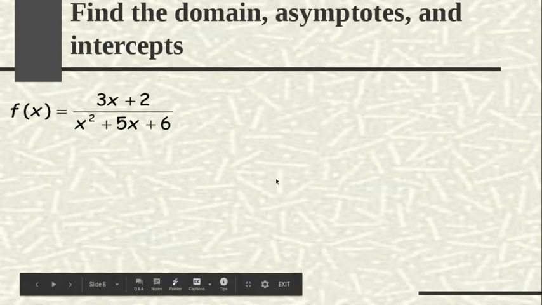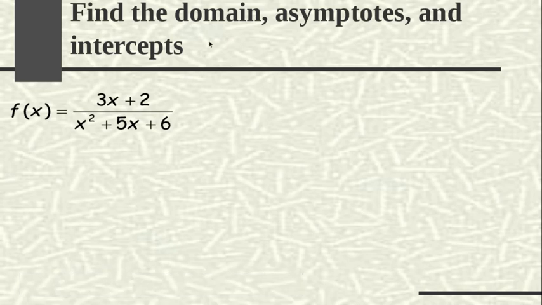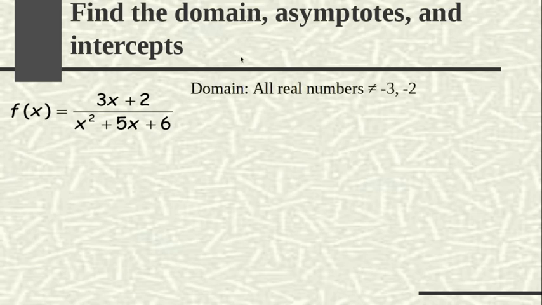Here we go. f of x is 3x plus 2 over x squared plus 5x plus 6. These questions are asking us to find the domain, asymptotes, that means vertical and horizontal, and then it also asks for the intercepts, which is something we've done before with functions, so we can talk about it now. For the domain, first we look at the denominator, whose zeros will not be in our domain. The bottom factors into x plus 3 times x plus 2. So our domain is all real numbers not equal to negative 3 and negative 2.